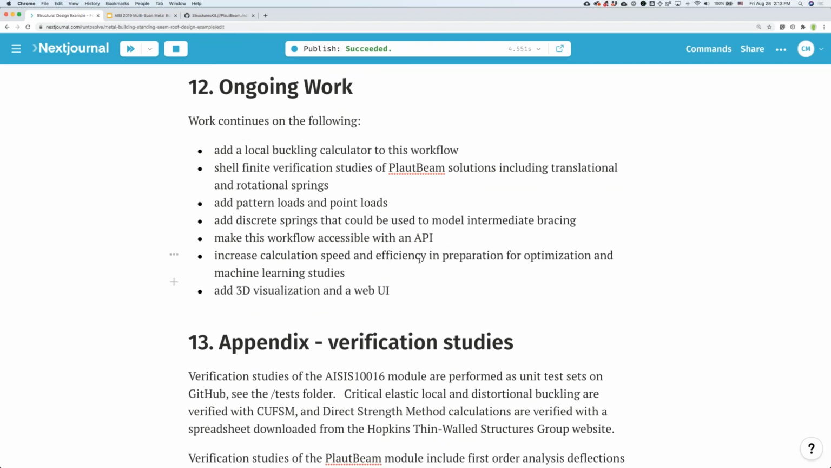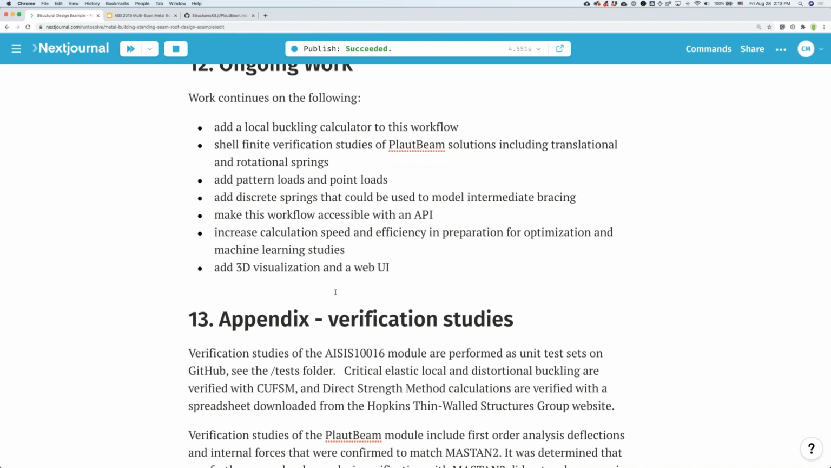Also, increasing calculation speed and efficiency. This is pretty fast once you get everything compiled. But the advantage of these high performance computing languages like Julia is that they're being used to run millions of simulations for optimization and machine learning studies. So you can imagine, if we're looking to get competitive advantages, this kind of platform opens up those opportunities to really sharpen the pencil. There are a few more levels of calculation speed and efficiency that I can take this current work to. And then add 3D visualization and web UI for sure. That's on the list.